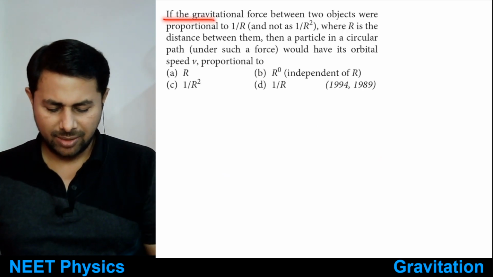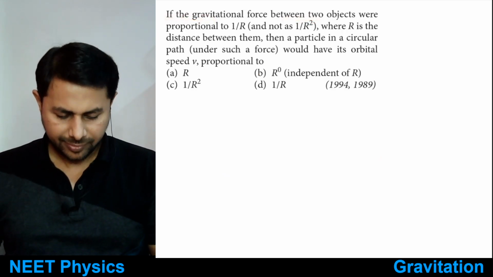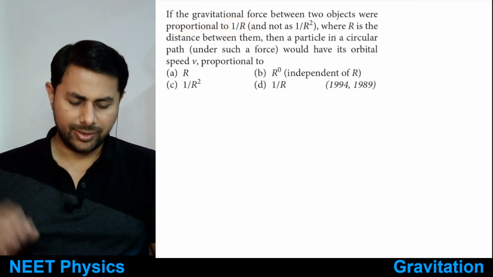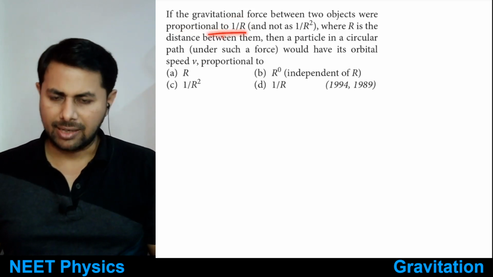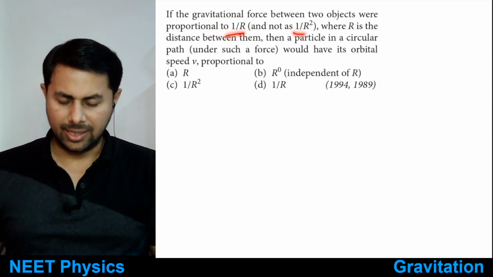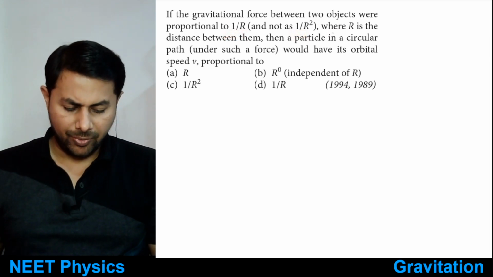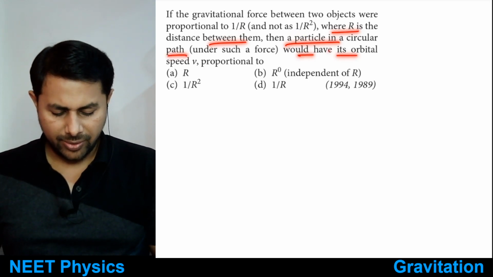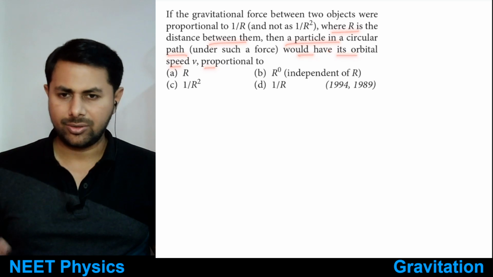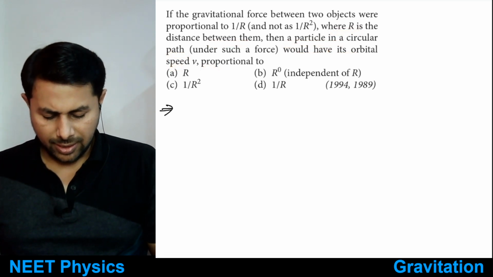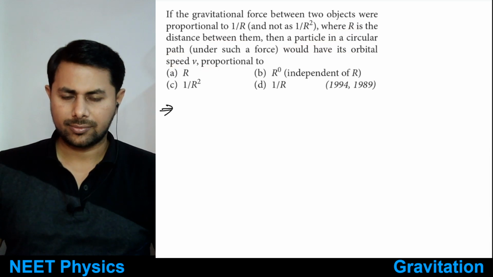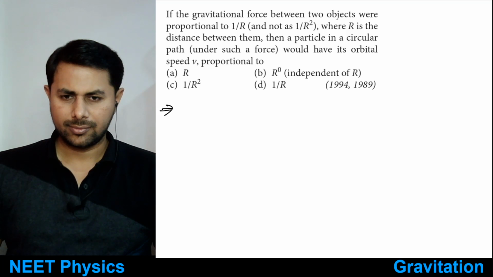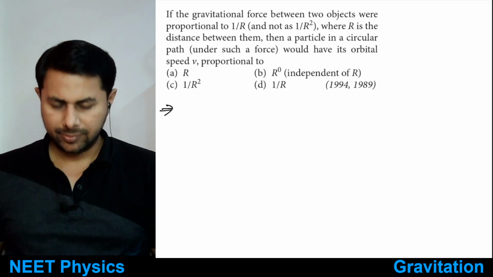Let's see the next one. If the gravitational force between two objects were proportional to 1 by r and not 1 by r square, where r is the distance between them, then the particle in a circular path would have its orbital speed proportional to what? Tell me, anyone?